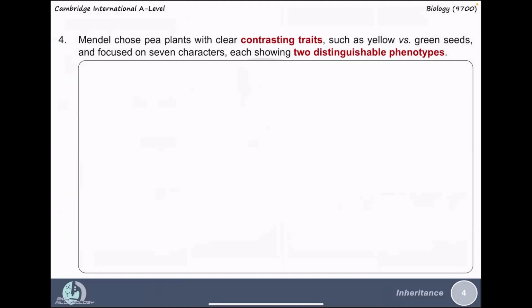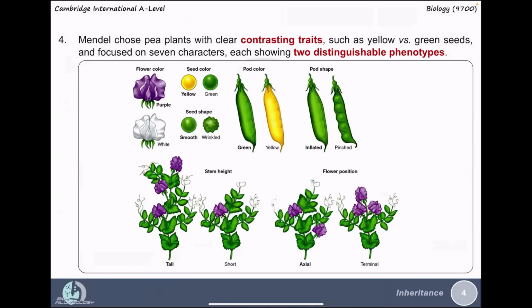Mendel chose pea plants with clear contrasting traits, for example, yellow versus green seeds, and focused on seven characters, each showing two distinguishable phenotypes. In this diagram, you can see flower color, purple versus white; seed color, yellow versus green; seed shape, smooth versus wrinkled; pod color, green and yellow; pod shape, inflated versus pinched; stem height, whether tall or short; and flower position, whether axial, meaning at the side, or terminal, at the top.